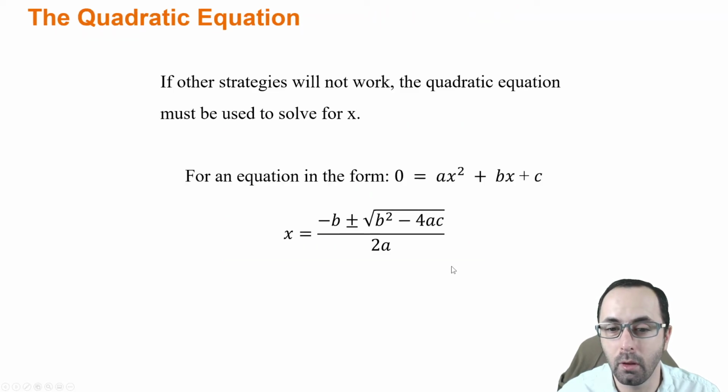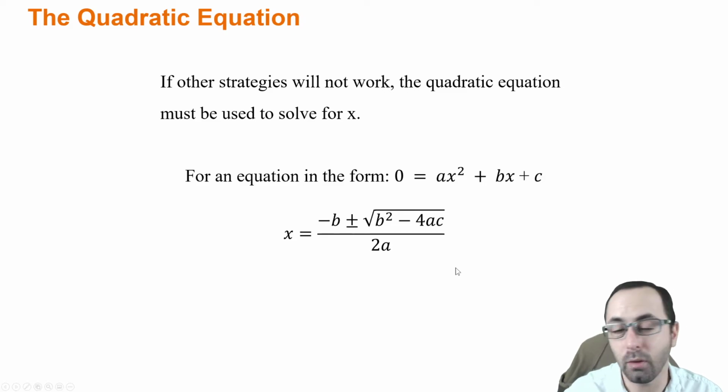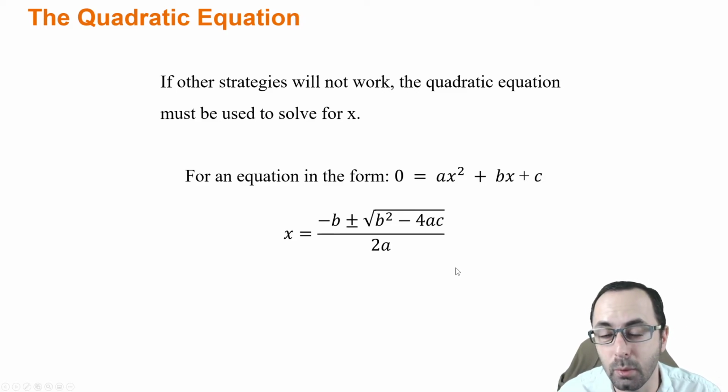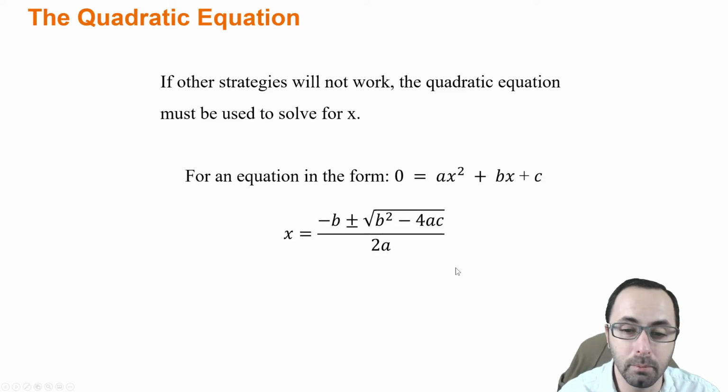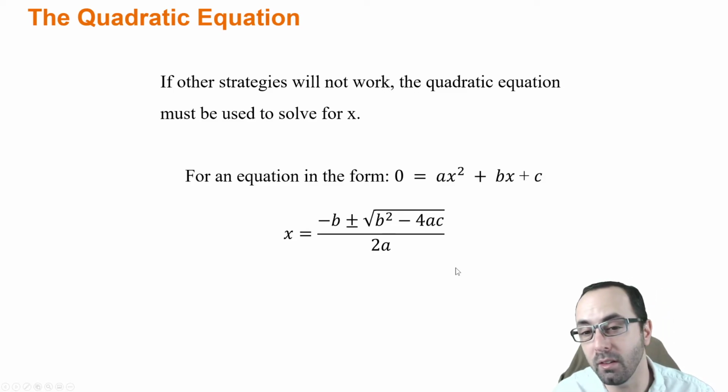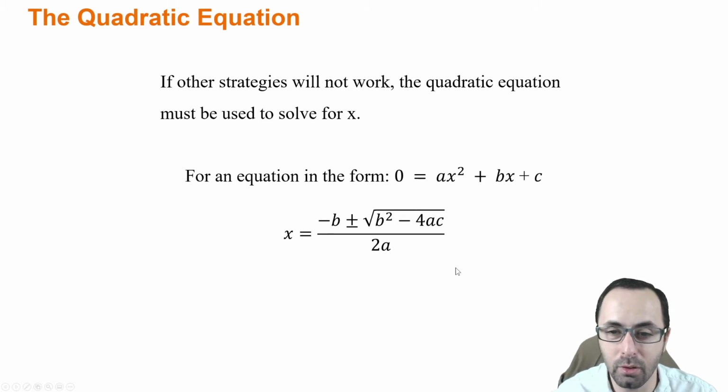So we've seen two strategies now. One strategy is we take the square root of both sides. Sometimes you can take the cube root of both sides. If you can take a square root of both sides, that's the easiest way. Otherwise, you probably use the simplifying assumption. And if that doesn't work, you have to resort to the quadratic equation.